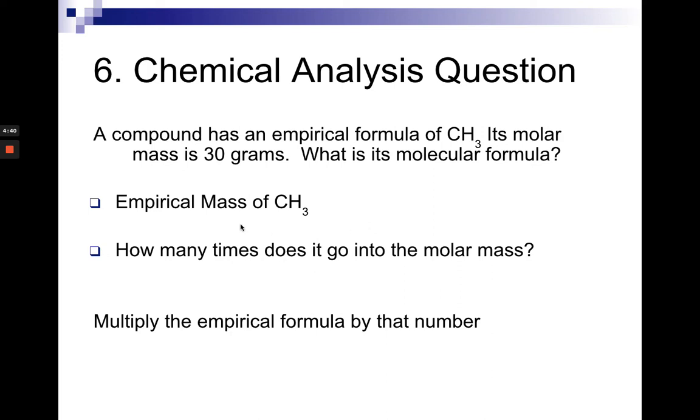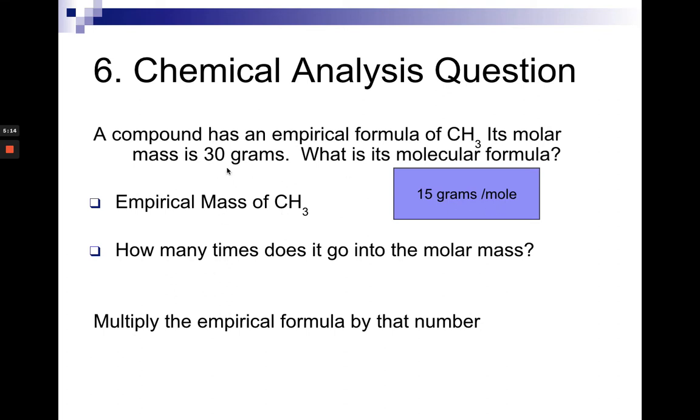So the first thing you're going to do is figure out the empirical mass of CH3, really the molar mass of this empirical formula. And then you're going to see how many times it goes into the known molar mass of this compound. And then by doing a simple multiplication, you should be able to figure out the molecular formula. Let's go through this one. First of all, the empirical mass of CH3 would just be 15 grams. Carbon is 12, each hydrogen is 1, so 12 plus 1 plus 1 plus 1 gives us 15 grams.